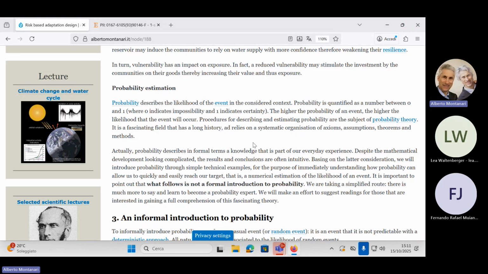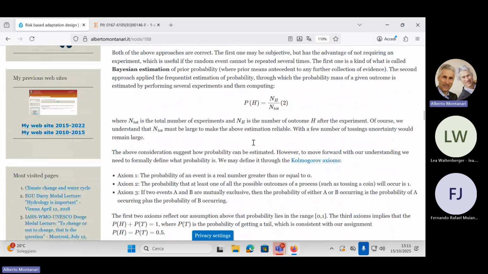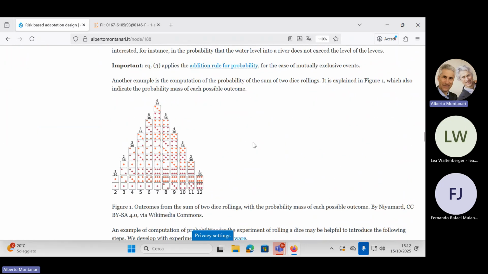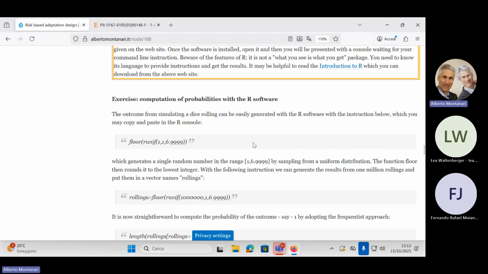Okay, here, when I describe estimation of probability, I also report an informal introduction to probability, which we already discussed, because it's what we discussed last week. And it's the same thing with a bit of different examples. There are some R codes, which basically are those that we used in Excel. But you can skip it. If you feel like it's clear to you the concept of probability, just skip it, okay?